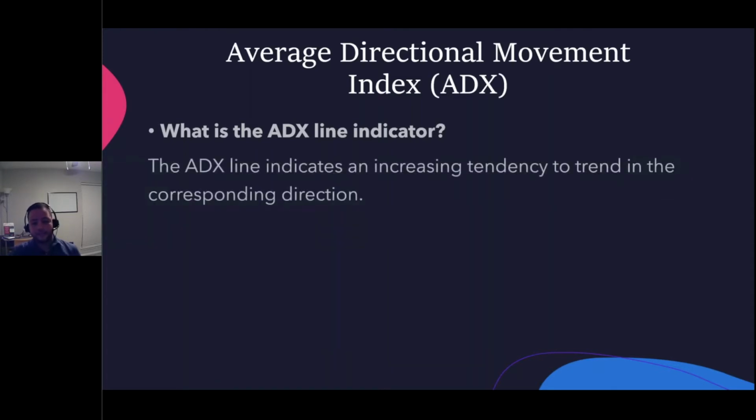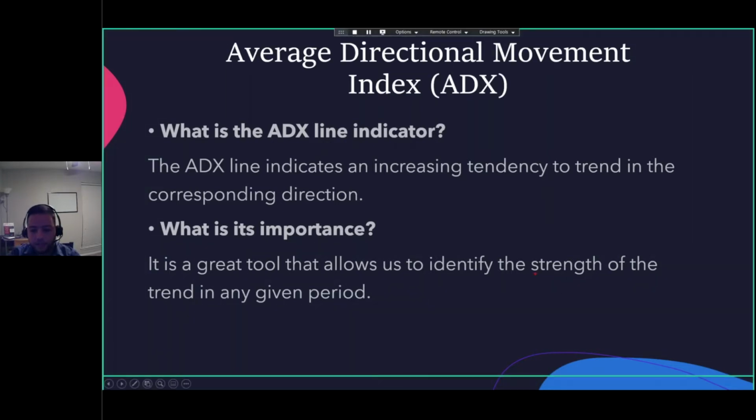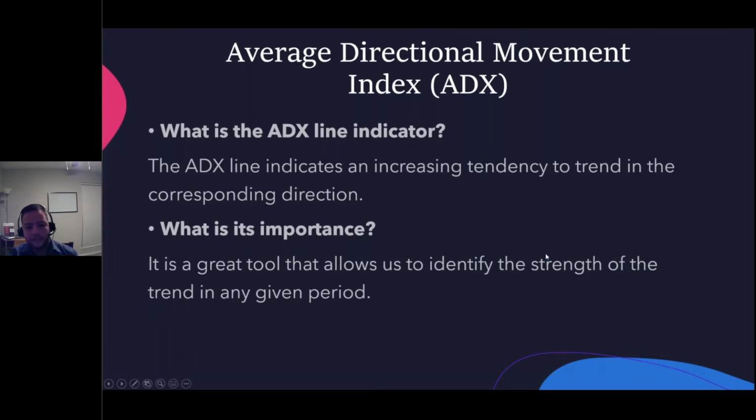The ADX is a line that indicates an increasing tendency to trend in a corresponding direction, whether it is up or down. And what is its importance? Well, its importance is that it is a great tool that allows us to identify the strength of the trend in any given period. This is key right here, guys: the strength of the trend. This is the only thing that the ADX is very nice in helping us identify. And what do I mean by that?